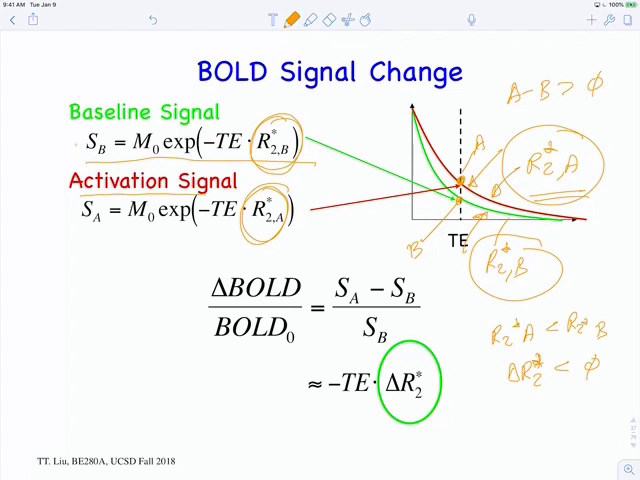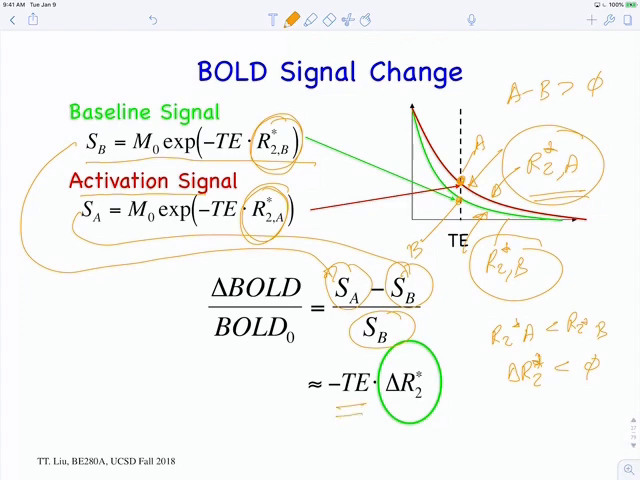If we plug these in, we're saying the difference between the active signal and the baseline signal, divided by the baseline signal, is our measure of the percent change. It turns out that we can approximate this with a first order Taylor approximation as minus the echo time times delta R2 star. Since delta R2 star is negative, typically this whole thing will be positive. That's basically the phenomenon we're looking at. It's that change in relaxation rate that we're measuring.